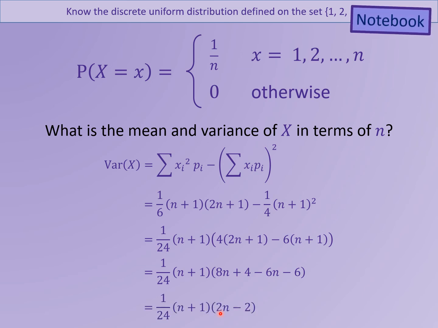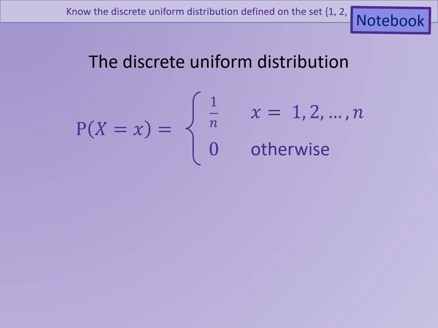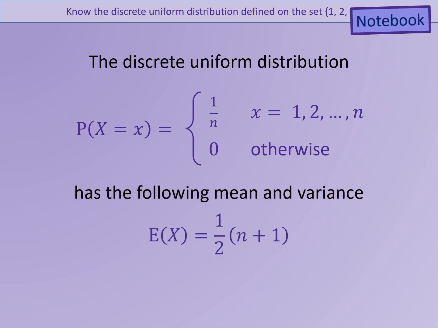We can simplify this a little bit further by pulling out a factor of 2 from this bracket here and putting it with the 1 over 24. So that leads us to 1 over 12 (n plus 1)(n minus 1). So that is the variance of a uniform distribution with x values going from 1 to n. So in summary, if we have a discrete uniform distribution defined as follows, we have these formulas for the mean and the variance.